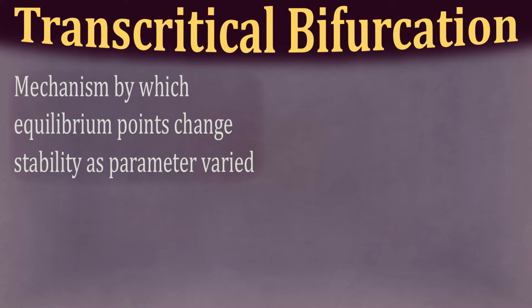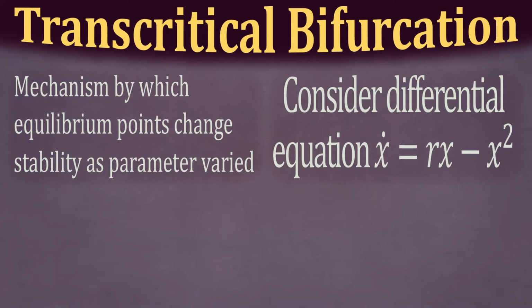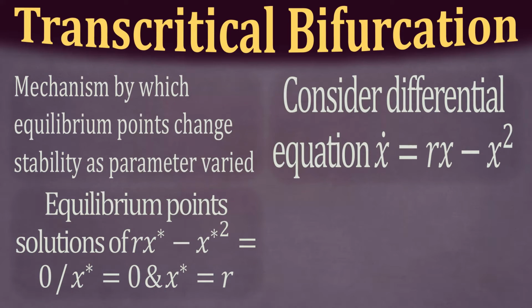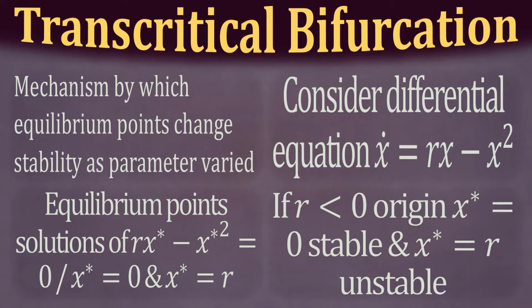Now let's discuss transcritical bifurcations. This is a mechanism by which equilibrium points change stability as some parameter is varied. Consider the differential equation x dot equals rx minus x squared. The equilibrium points are the solutions of r x star minus x star squared equals 0, or x star equals 0 and x star is equal to r.